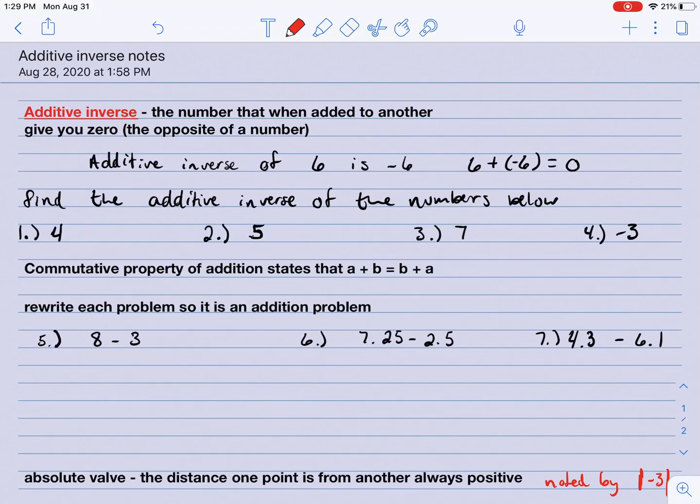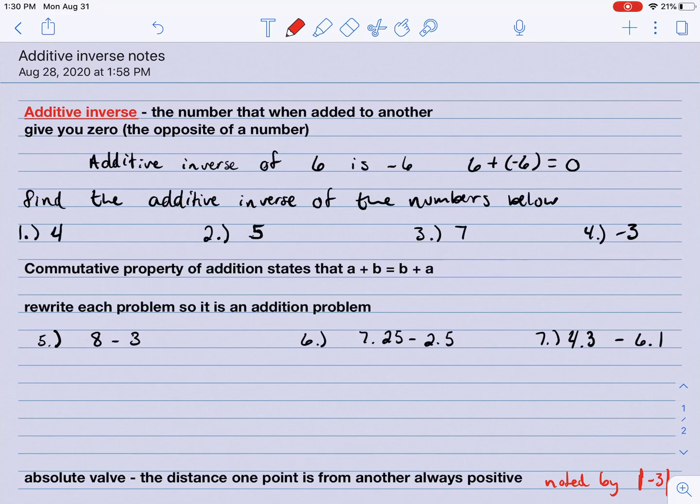Alright, so now we're going to look at additive inverse and just how we can use this additive inverse to rewrite equations. So now that we're dealing with integers that have negative numbers, we can use that and rewrite those to always make a negative or a subtraction problem into an addition. But first we need to know the additive inverse, and the additive inverse is the number that when added to another gives you 0. So it's the opposite number.